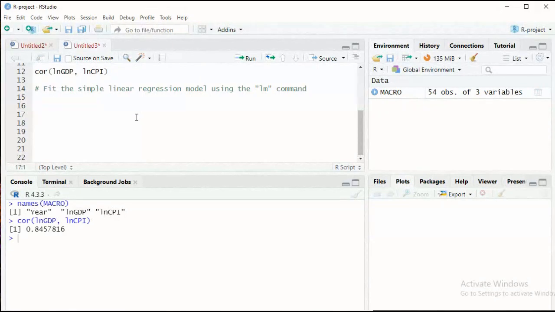Let our results be saved in an object, where you can give any name, say ABC, which is any arbitrary name within which our results are to be saved. So ABC, then use the lm command, which stands for linear model, then in the brackets, predict economic growth using inflation. That's predict ln of GDP using ln of consumer price index.